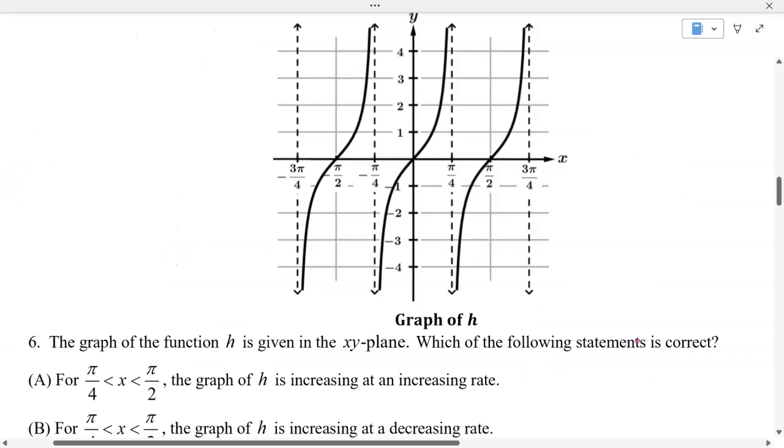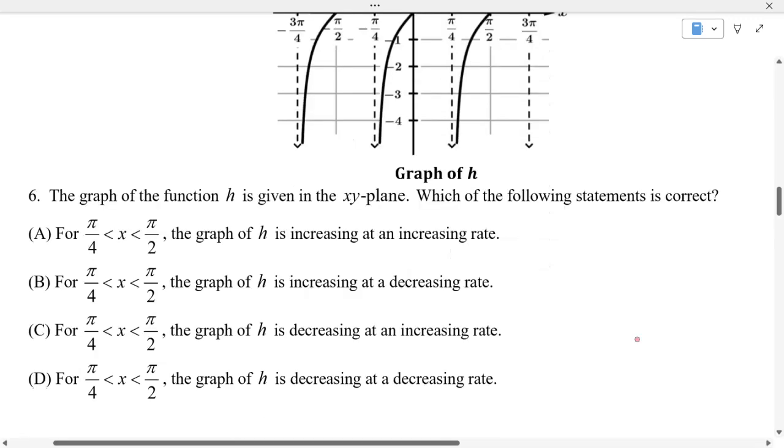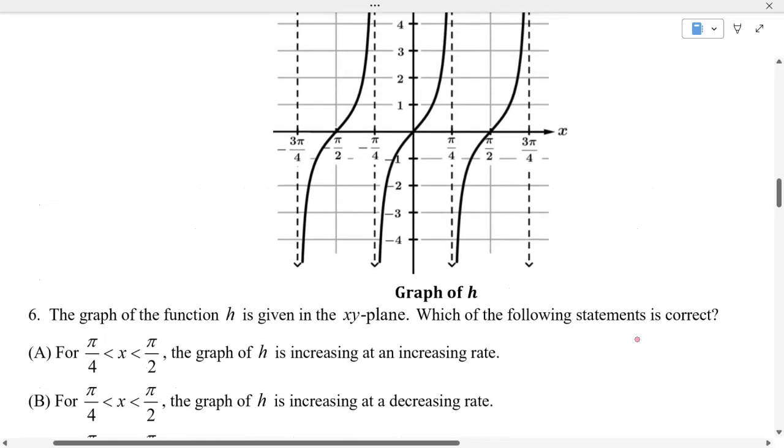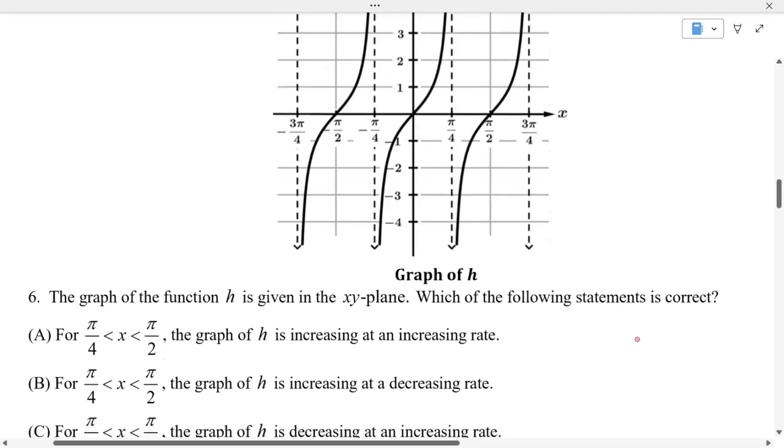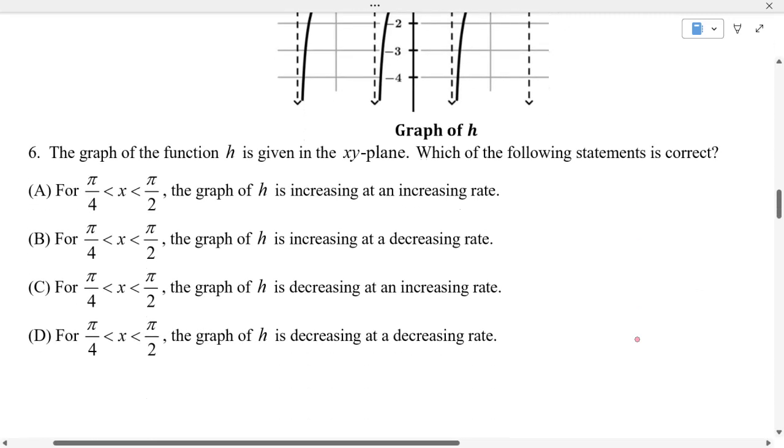Number 6. The graph of function h is given in the xy plane. Which of the following statements is correct? Scanning across the answer choices, first we have to decide if h is increasing or decreasing. Well, at a glance we can see that all of these little waves are increasing waves. From left to right, the graph is increasing. So that narrows it down to A and B, C and D are out.